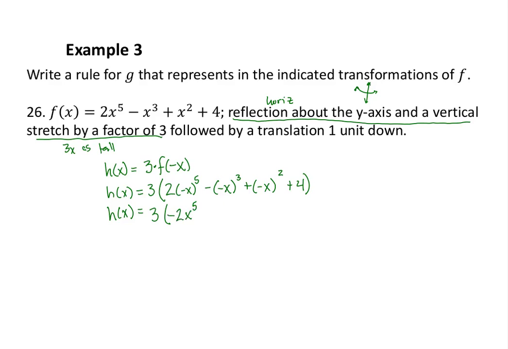Minus negative x to the 3rd. Again, that 3rd power just applies to this negative x. The negative survives, so minus a negative x to the 3rd makes plus x to the 3rd. Next, we have negative x to the 2nd. An even power will absorb the negative, so that's plus x to the 2nd, and then plus 4. And then finally, let's go ahead and distribute that 3 to make everything 3 times as tall.